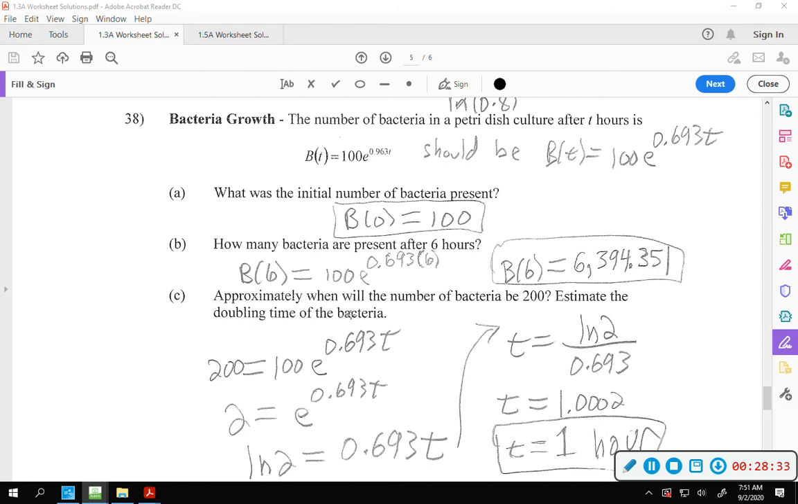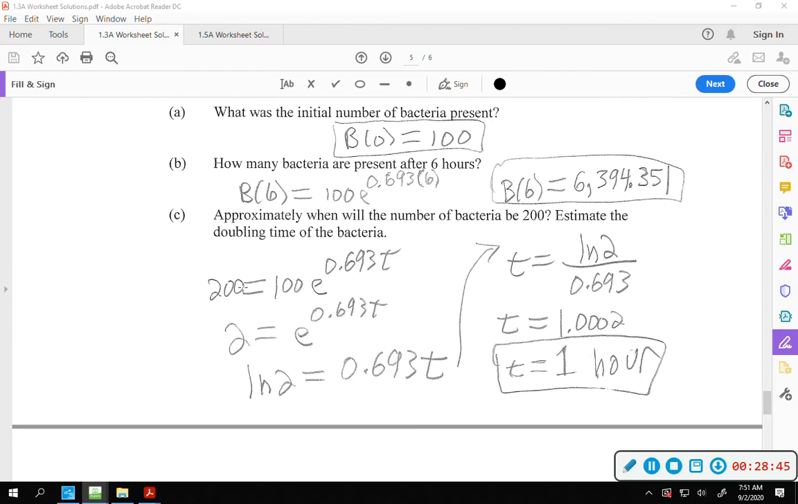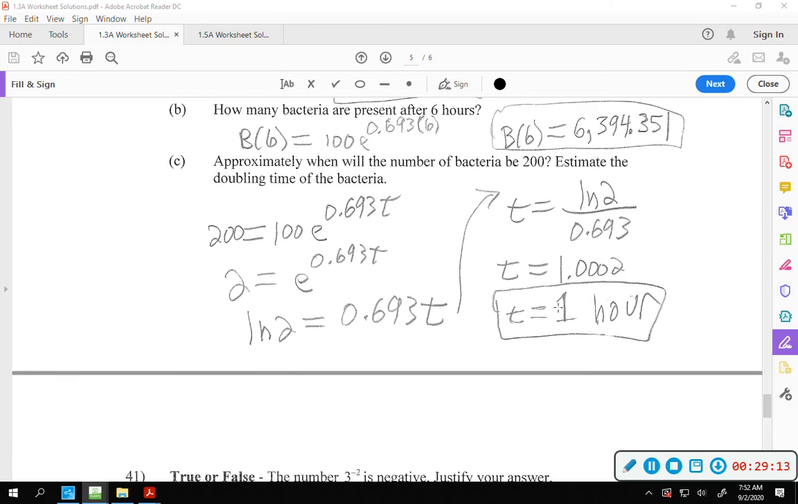Approximately when will the number of bacteria be 200? Well, I know it's going to be between 0 and 6, right? 6 is a lot more than 200. So if I set this equal to 200, divide both sides by 100, take the natural log of both sides so I can drop down this exponent. And notice here, I just get rid of the natural log of e because the natural log of e is 1. I can divide both sides by 0.693. Natural log of 2 divided by 0.693 is 1.002 hours, which we can then round to 1 hour. It's about 1 hour for the bacteria to double. It's doubling in an hour.